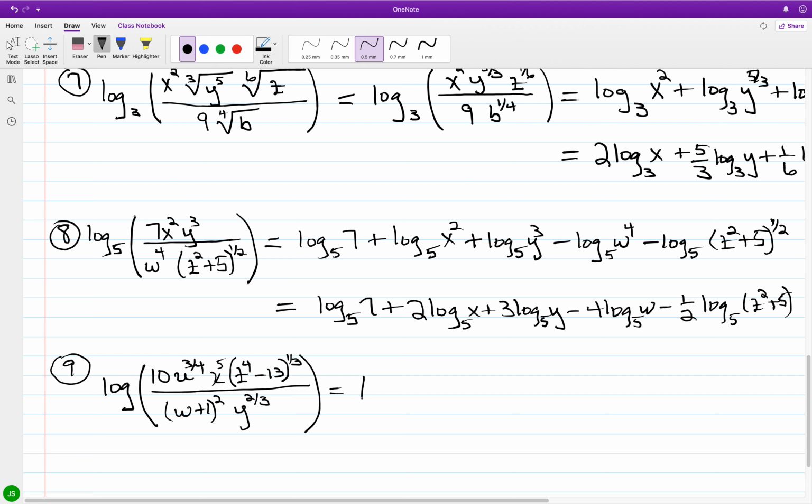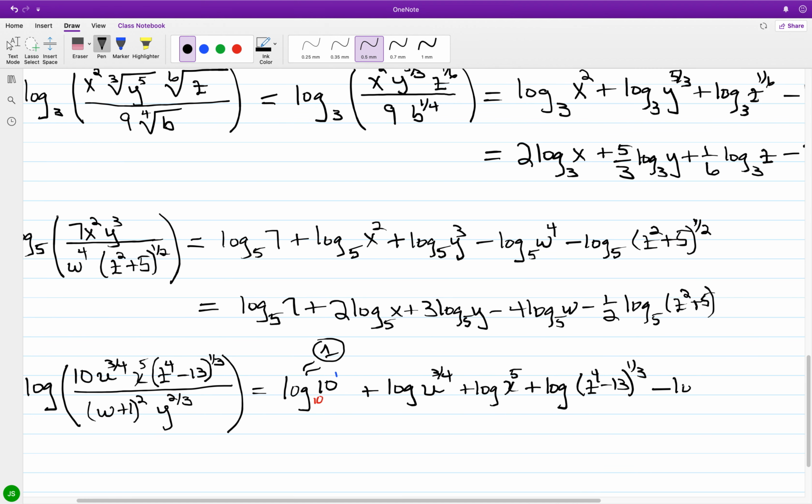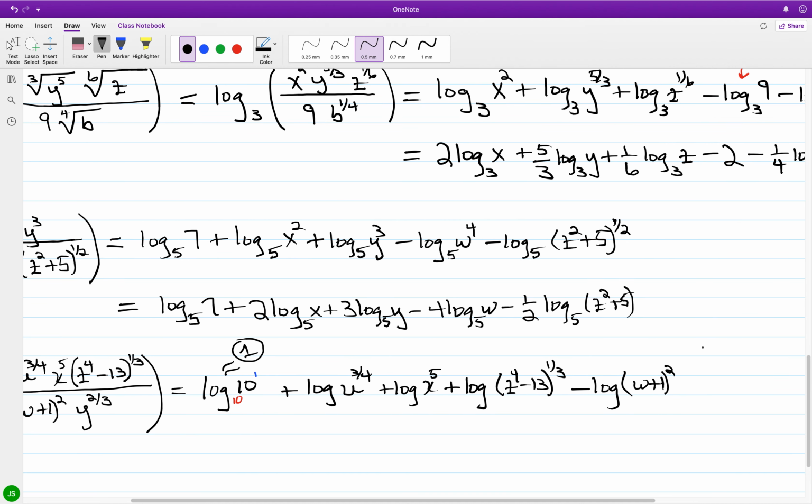Okay, so looking at expanding, at the top we have the base 10 logarithm of 10. You read that as the base 10 logarithm of 10 to the 1st. So at least for this particular term, that is going to be equal to 1. And then next in line, we have plus the base 10 logarithm of u to the 3/4, plus the base 10 logarithm of x to the 5th, and plus the base 10 logarithm of z to the 4th minus 13 quantity to the 1/3. And in the follow through, we have minus the base 10 logarithm of the square of w plus 1, and minus the base 10 logarithm of y to the 2/3.